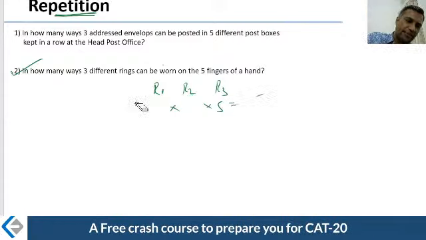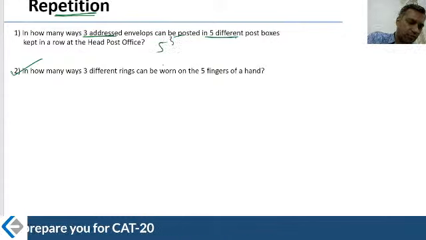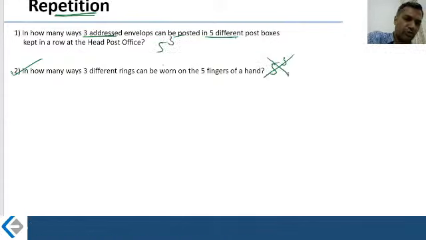What's the difference here? Same 3 and 5 are used here. You said the first answer is 125. If I change it to 3 addressed envelopes and 5 different post boxes, it is 125, 5 cube. Perfect. Now I'm saying that here it is not 5 cube. It is more than 5 cube.